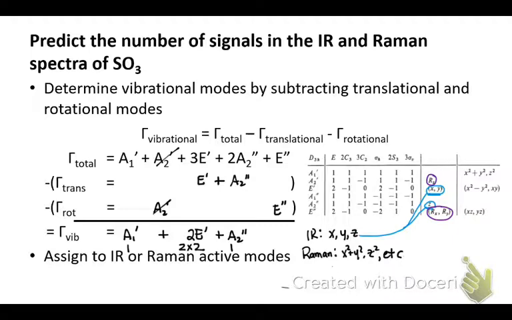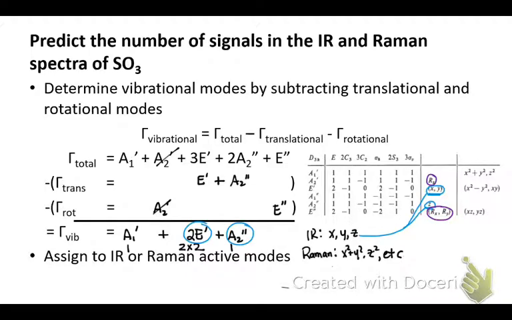All right, so if we look at our sum of irreducible representations, we see that the E prime modes will be IR active, and the A2 double prime mode will be IR active. And so in the IR spectrum, we would expect to see 3 different signals. One for one of the E primes, another for another E prime, which will be at a different energy, and one for the A2 double prime.